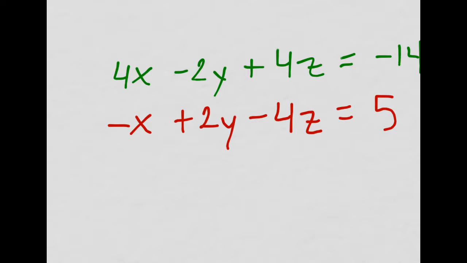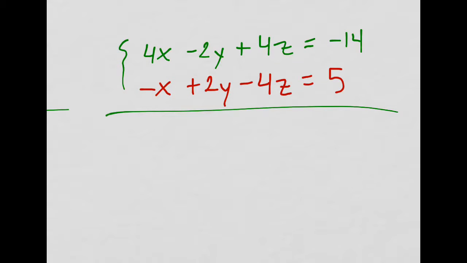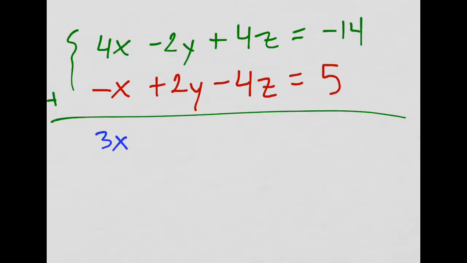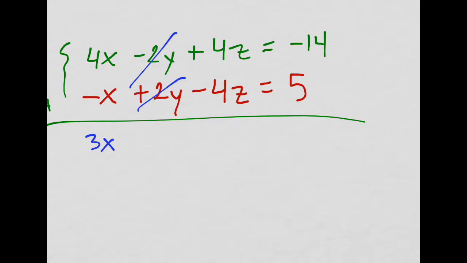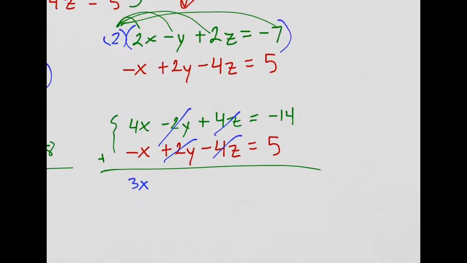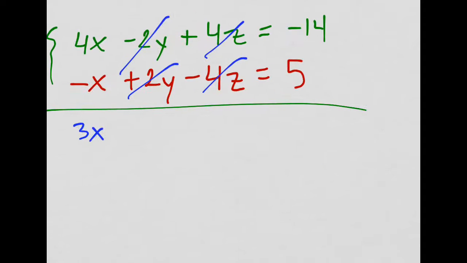Okay, so now I will add these two together. And what do I get? The x's don't cancel out. That would just become, I'm going to write it in blue, 3x. The y's cancel out. And look at that, the z's actually cancel out as well. Is that true? Looks like it. Yes, the z's cancel out as well. Okay, I guess that's what happens. And then negative 14 plus 5, what is that? Negative 9.